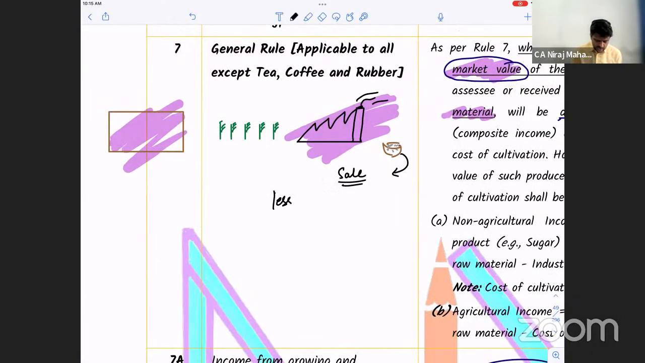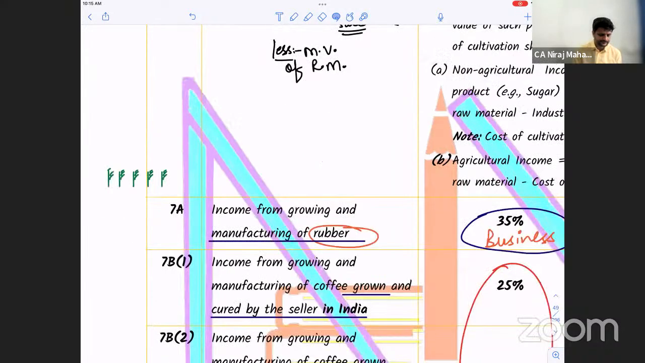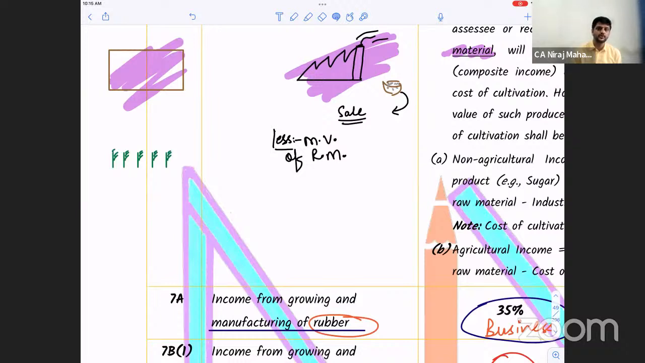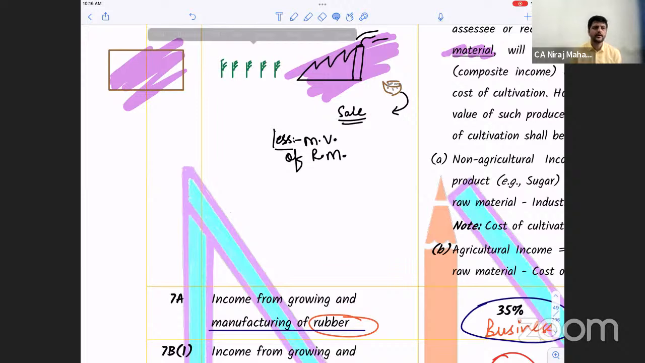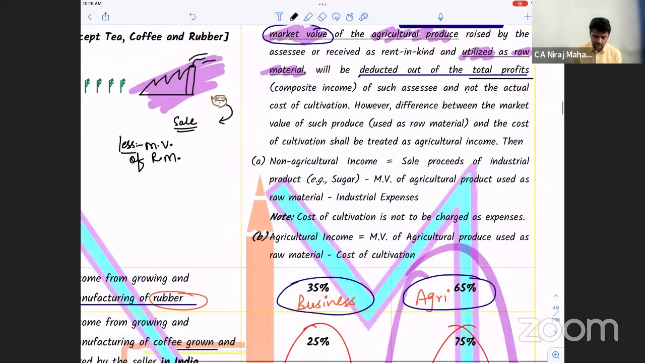I reduce the market value of raw material. Understood? When I say market value, obviously, fair market value of the raw material. What raw material am I talking about? The same sugarcane, which I could have sold in the market. But am I selling it? No. In fact, I'm using it in the processing, manufacturing to get the sugar. So reduce the market value of raw material, and not the actual cost of cultivation. However, the difference between the market value of such produce and the cost of cultivation will be treated as agricultural income.